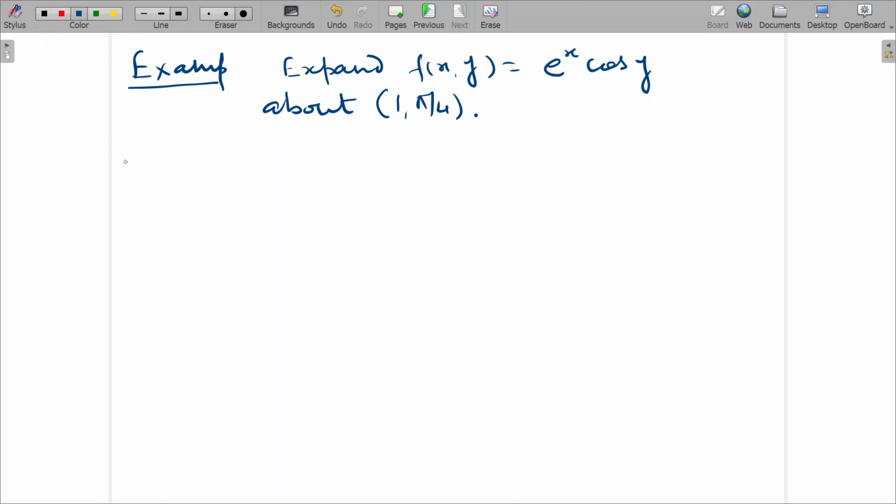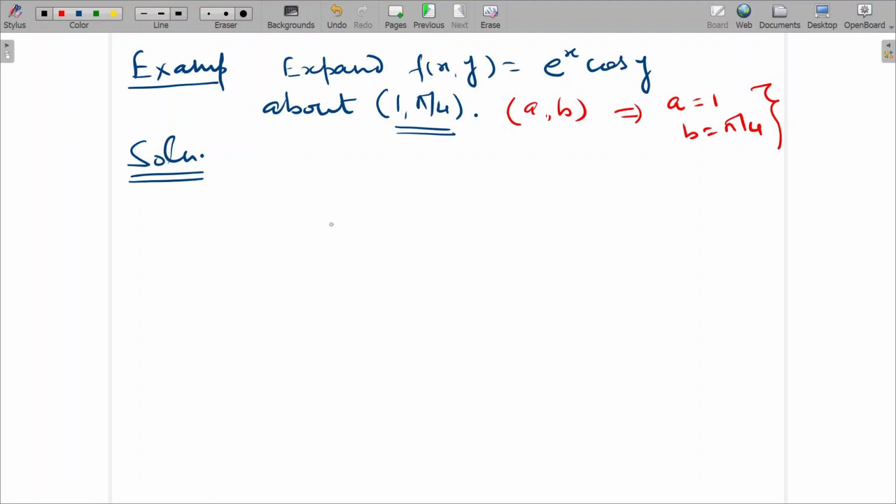So let us begin with the solution for this problem. Here we are given a fixed point. If you compare this with the point (a, b), you can easily obtain that the value of a is 1 and the value of b is pi by 4. So now we are coming back to our step, which is the expansion of this function.